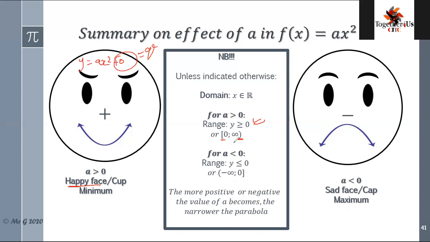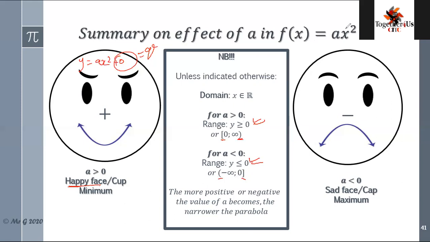The reverse happens when a is negative. So again, your range will be y less than or equal to 0 if you prefer the inequality form, which I really prefer because it's very simple and you don't make silly mistakes of brackets. Or you can say from minus infinity to 0 inclusive. Remember, we use square brackets in interval notation to show that the value around that bracket is included.